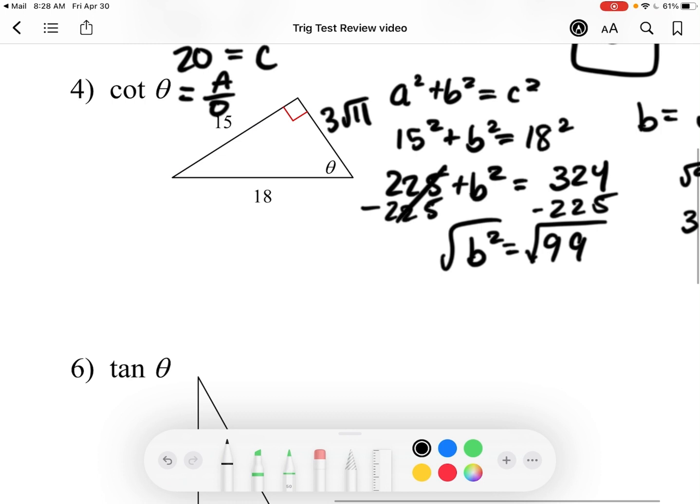All right, so now we can write cotangent theta. So cotangent theta we wrote is cotangent theta is adjacent over opposite.